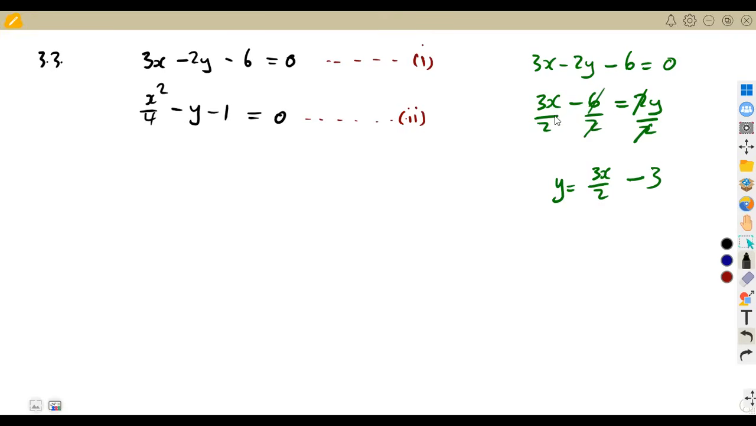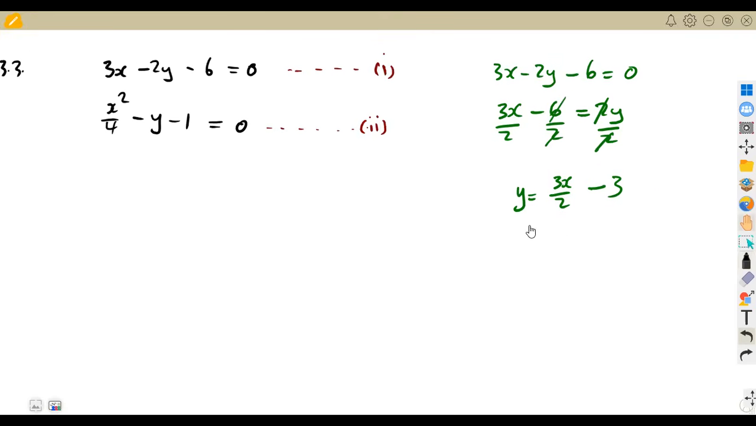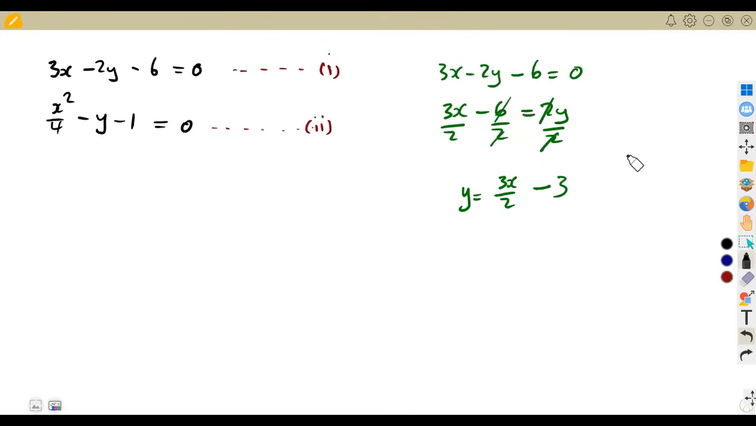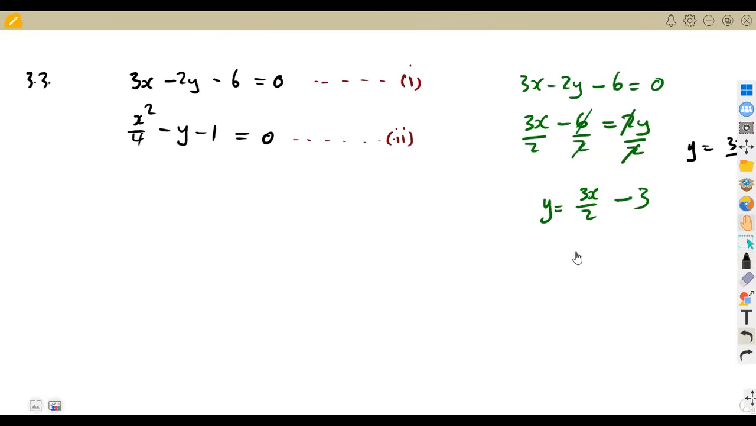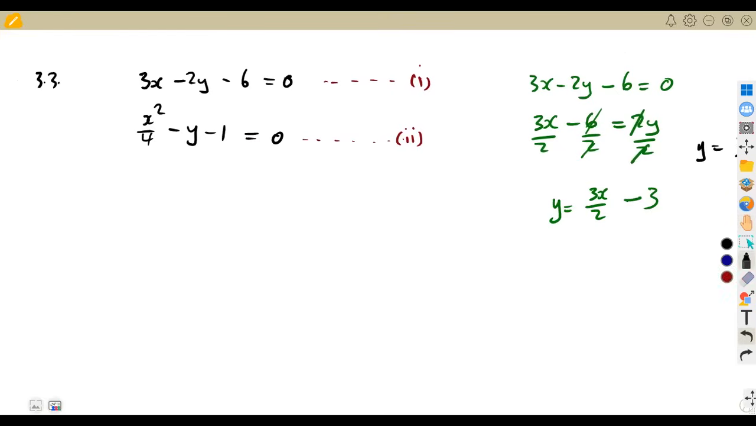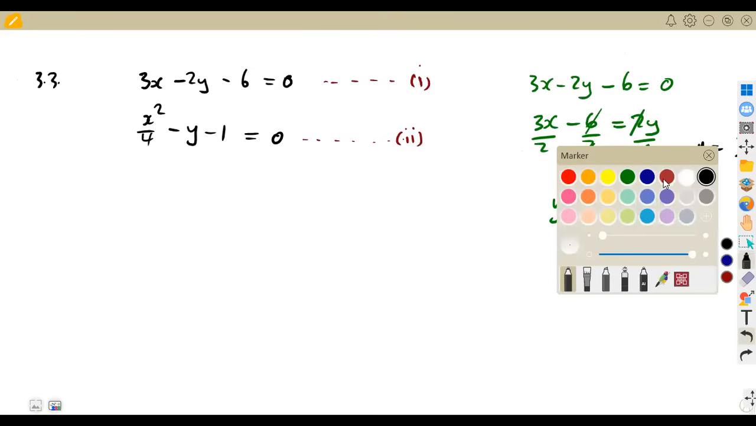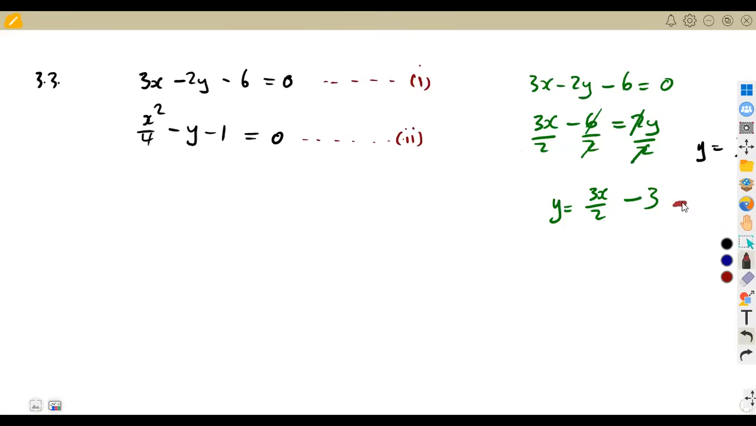Or you could have just written everything under the same denominator of 2, so y is equal to 3x minus 6, everything over 2, like this. It's just one and the same thing, right? Or you can divide every term by 2. It's just one and the same thing. So we have made this from the first equation.